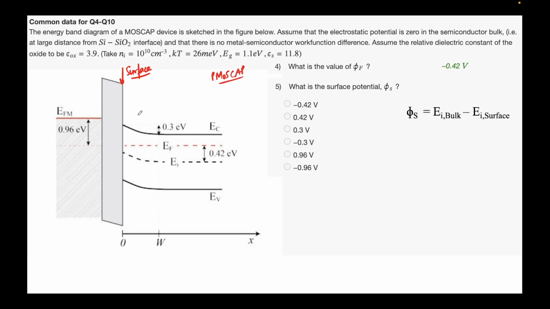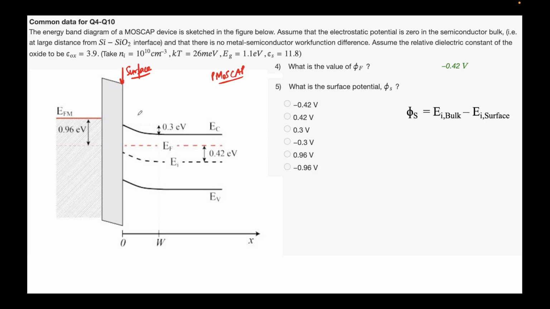What you can see is that the bending is 0.3 eV. This means that Ei must also have bent 0.3 eV. Ei is just the midpoint of Ec and Ev, and if Ec bent 0.3, then Ev must also bend 0.3, and thus Ei must also bend 0.3.